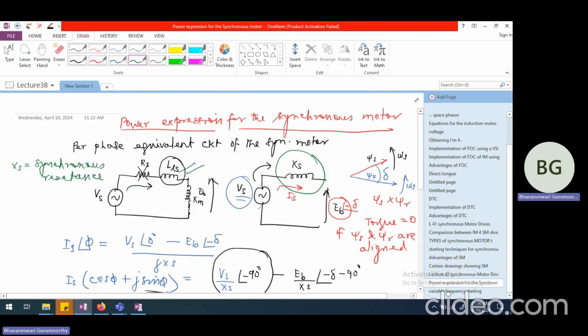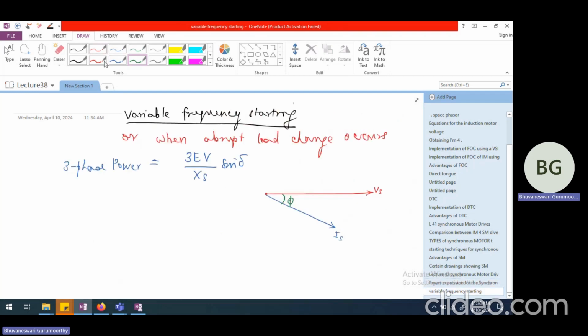The synchronous inductance is Ls. The synchronous reactance is 2 pi f multiplied by Ls. The drop that takes place in the synchronous reactance should be exactly at a 90 degree leading position, because the voltage drop in a reactance leads the current by 90 degrees. So this should be Is multiplied by jXs. So Vs minus Is jXs gives me E, or Eb. This is the back EMF.